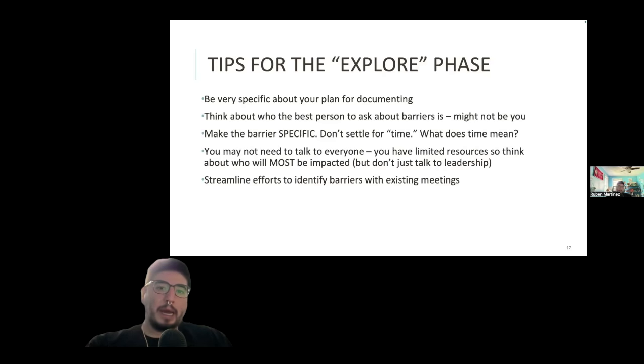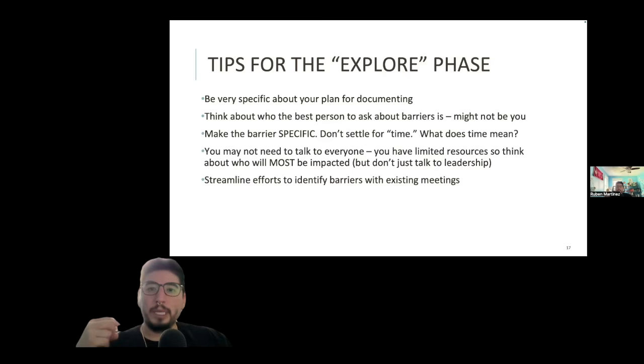Be really mindful about who the best person to ask about a barrier is. It's often the case when I work with people who are in more leadership positions, they are very quick to assume the source or cause of a barrier. And our perception in different roles of what a barrier is for other people is not going to be necessarily what those people tell us the barrier is. And this gets to this next point, which is the barrier really needs to be specific.